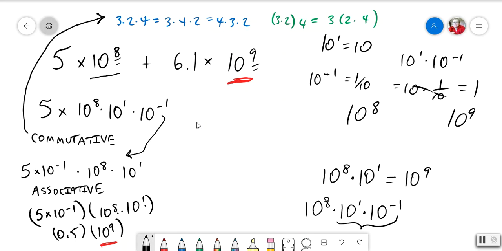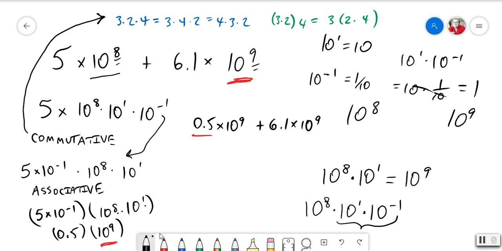So now I've got 0.5 times 10 to the ninth, and I just rewrote this with the x symbol. Parentheses means multiplication, that means multiplication too, plus 6.1 times 10 to the ninth. Now, normally, under normal conditions, that's not acceptable. We don't ever want to have a decimal as the mantissa. But this is just temporary. It's going to go away.